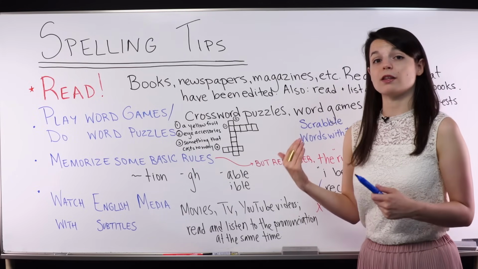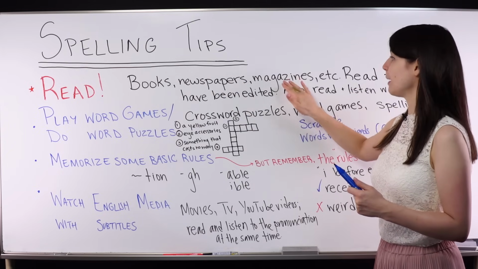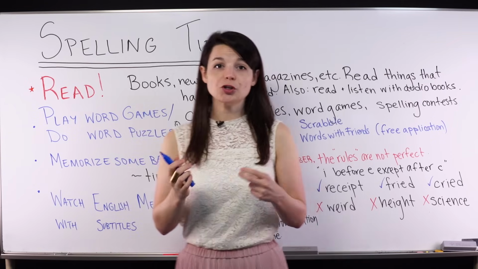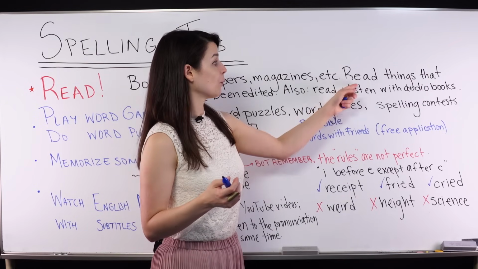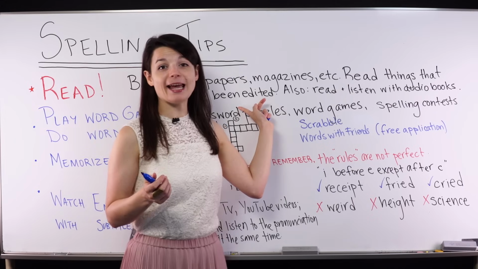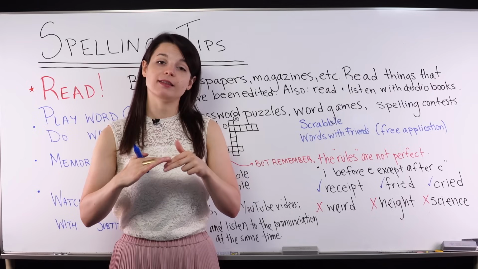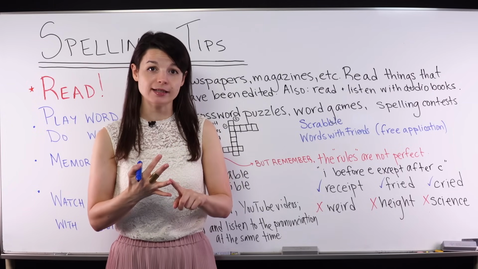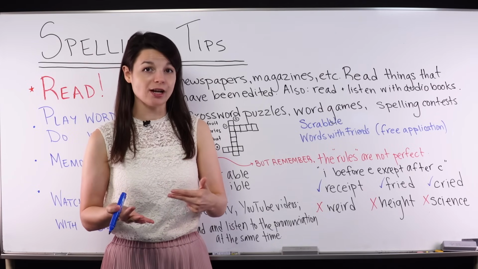There's one thing that's good to think about. So choose books or newspapers or magazines for reading, but what you should do is make sure you read and listen to things as well. I'll talk about this. Read things that have been edited. Edited means someone checked the text to make sure there are no errors, there are no mistakes. So make sure that you are reading things that have been checked.